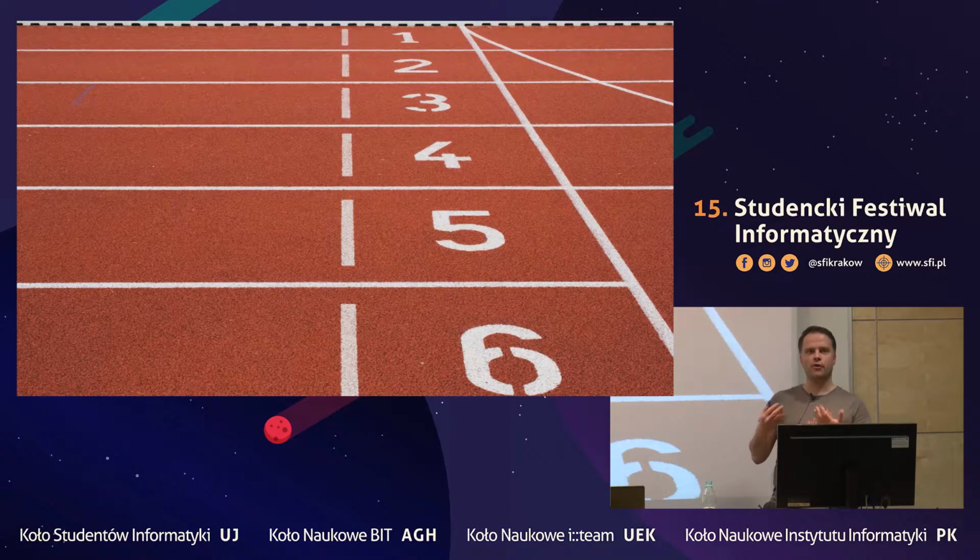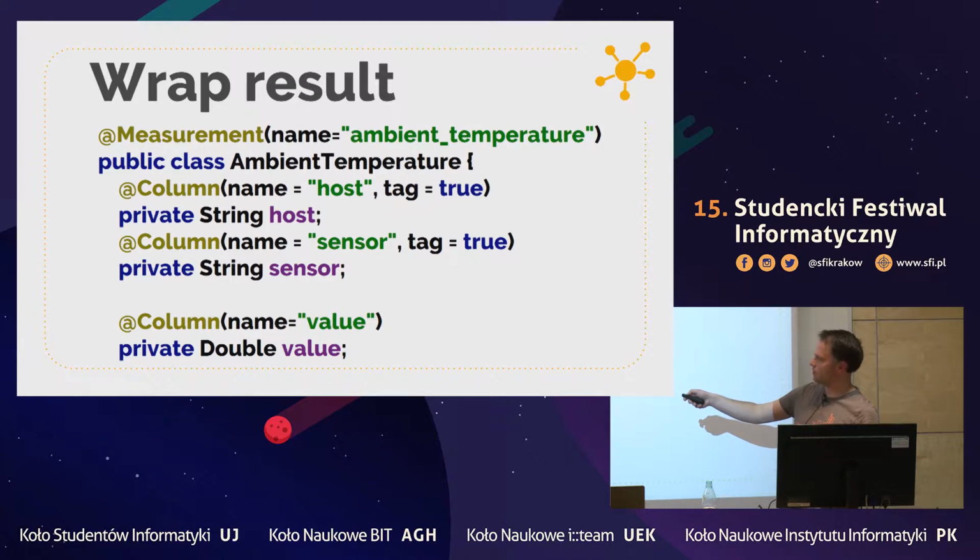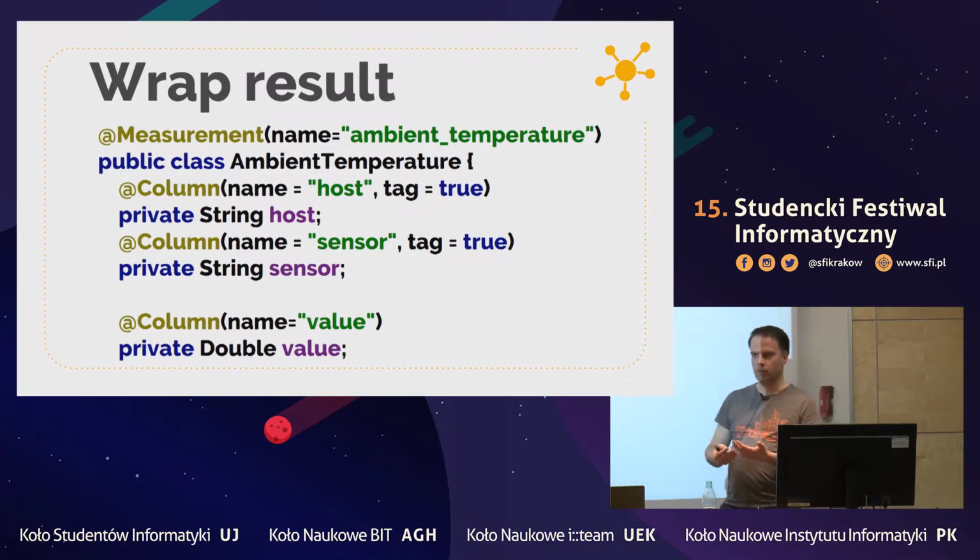Luckily, if we execute a query, we can convert the result into a Java object immediately. So this is a Java class, AmbientTemperature. I put some annotations on top of it, so I say that it's a measurement and that I store the ambient temperature inside it. And then for every field, I basically make a variable and then annotate it with the right annotation. So @Column host, and I say it's a tag, so it's not a field but a tag. The same goes for the sensor. And the value is simply a value, it's not a tag, so I don't have to specify anything there.